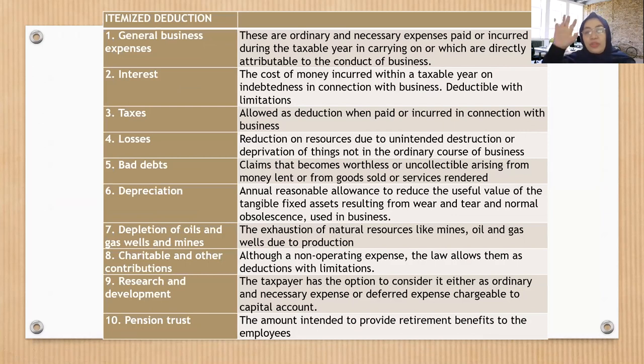Now, you know your gross income. So what are to be included in your gross income? Now you go to your itemized deduction. So what are to be deducted from your gross income? This is with respect to taxpayers engaged in trade or business. If you're engaged in trade or business, the law allows you certain deductions or expenses. But the most important thing that you have to account for is the substantiation.